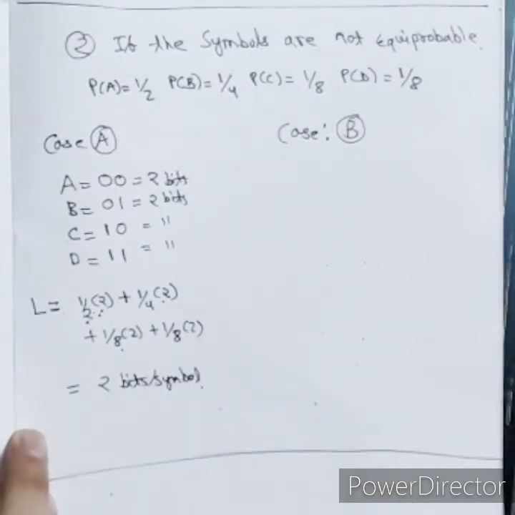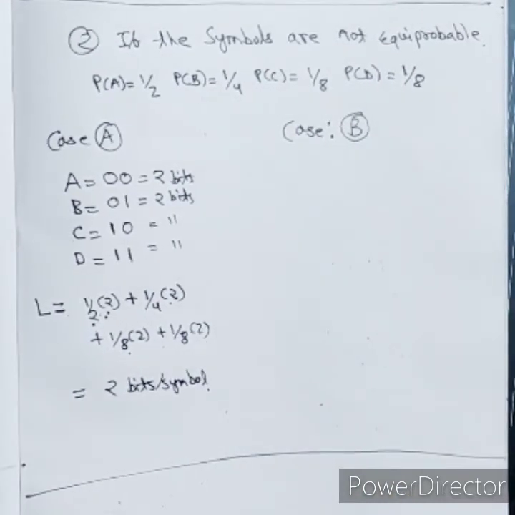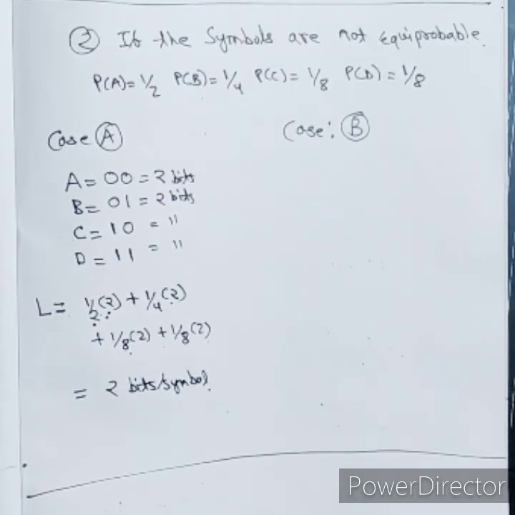So in this case, again it is coming 2 bits per symbol. For every symbol you require at least 2 bits. But is there a way in which I can reduce this average code word length? Yes, there are ways in which we can reduce average code word length, so that for particular symbols we need to send less number of bits, and let us check that method.